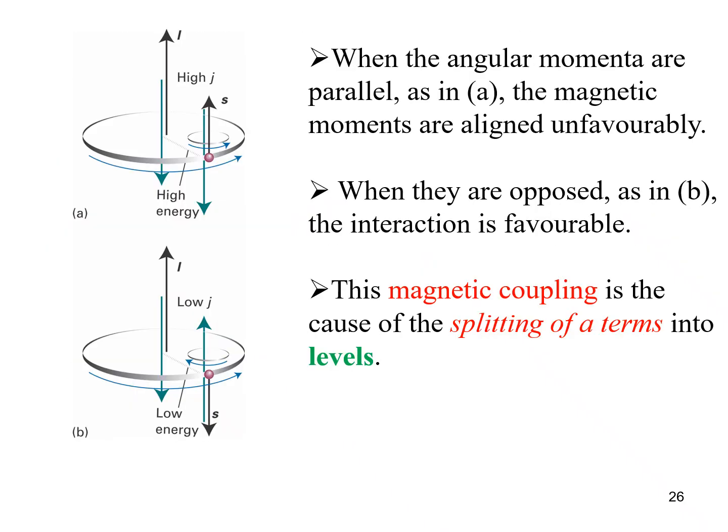The strength of the spin-orbit coupling will also depend on the orientations of the angular momentum for the orbit as well as for the spin. When the angular momenta are parallel, as in this figure here, the magnetic moments are aligned unfavorably. However, when they are opposed to each other, then the interaction is favorable. This magnetic coupling is the cause of the splitting of a term into levels.